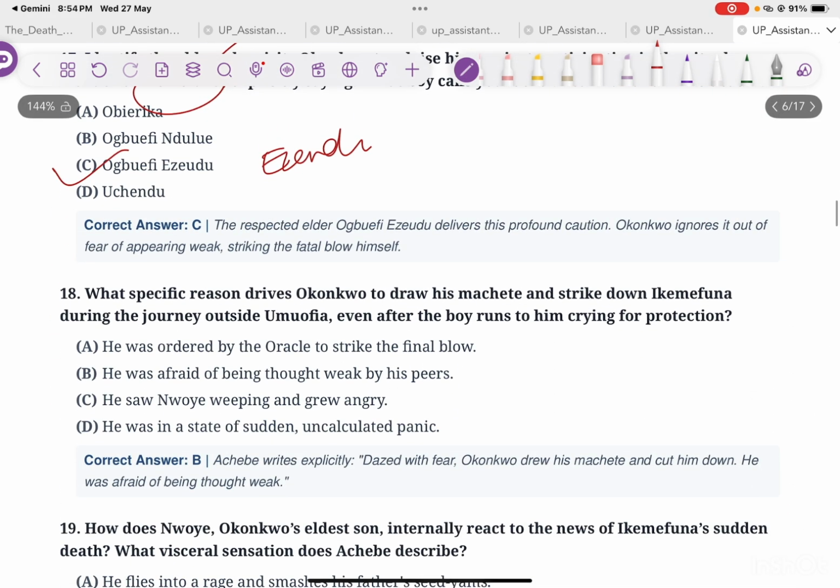What specific reasons drive Okonkwo to draw his machete and strike down Ikemefuna during the journey outside Umuofia, even after the boy runs to him for protection? He was afraid of being thought weak by his peers. See, the pride is working here.